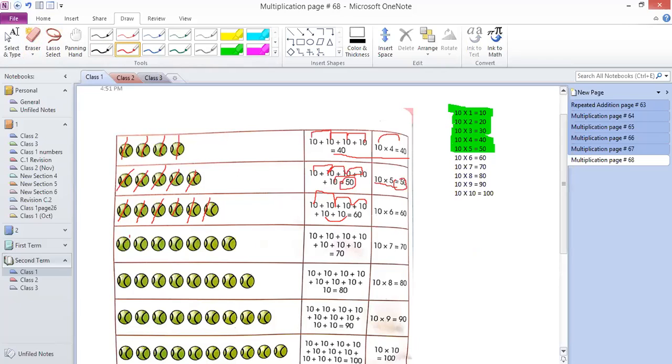Now here 1, 2, 3, 4, 5, 6, 7. For 7 tens, either add 10 7 times, 1, 2, 3, 4, 5, 6, and 7, or multiply 10 by 7. In both ways, you will find the answer, which is 70.